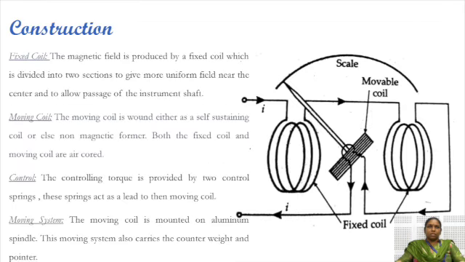The construction has a fixed coil, moving coil, controlling system and moving system. First, the fixed coil. The magnetic field is produced by a fixed coil which is divided into two sections to give a more uniform field near the center and to allow the passage of the instrument shaft. The moving coil is wound either as a self-sustaining coil or else on a non-magnetic former. Both the fixed and moving coils are air-cored. Controlling system: the controlling torque is provided by two control springs. These springs act as leads to the moving coil. Moving system: the moving coil is mounted here.